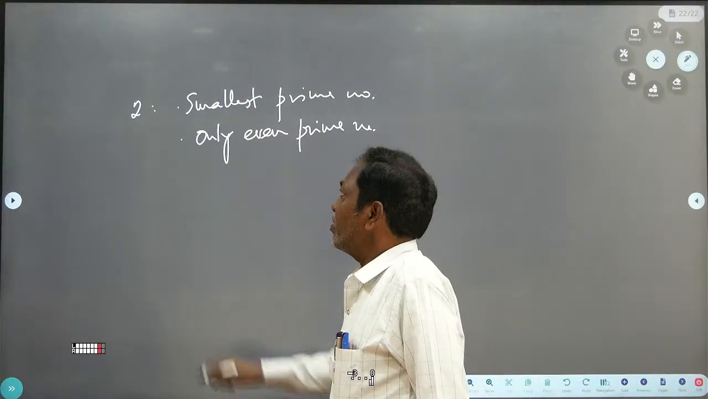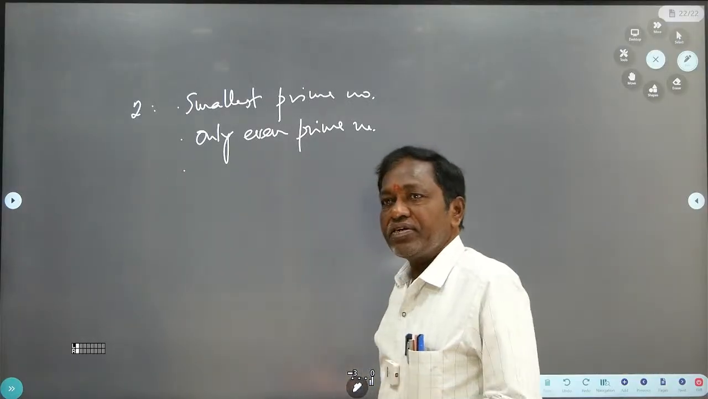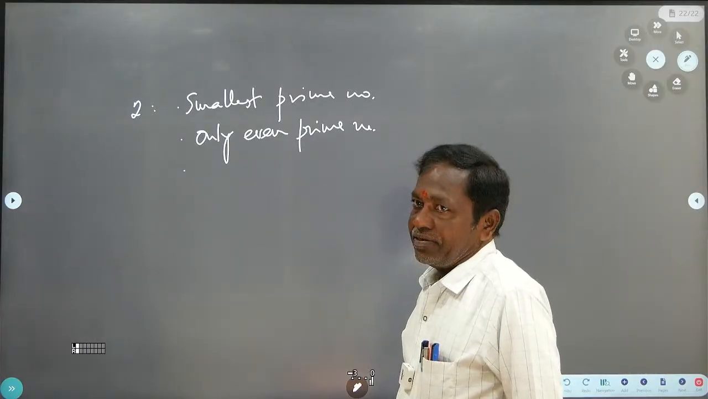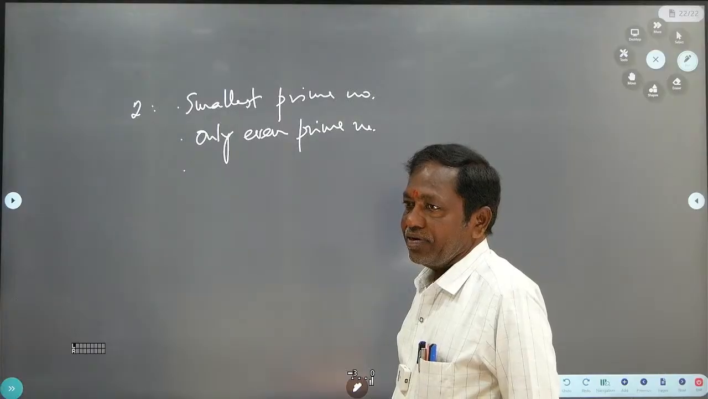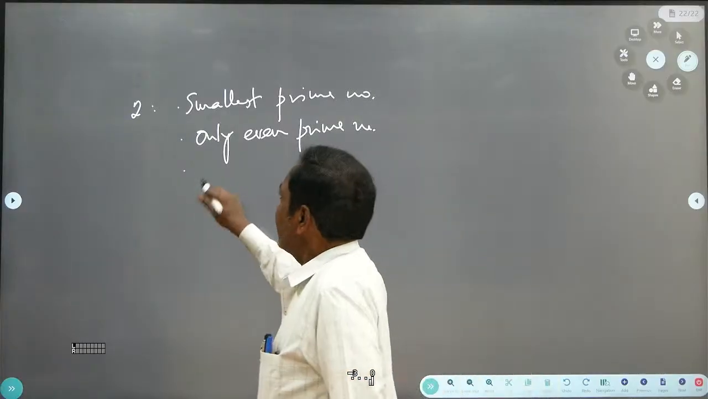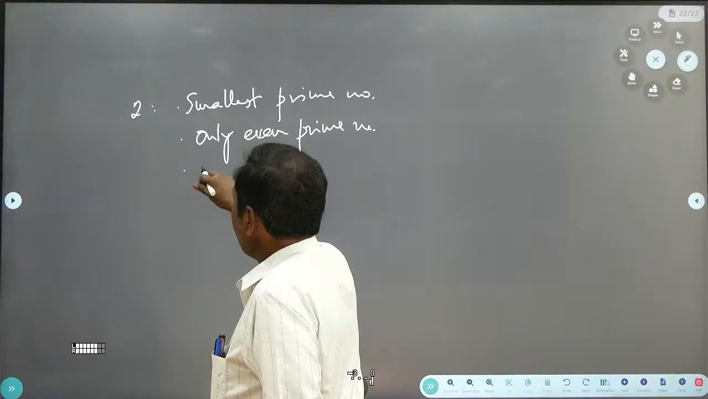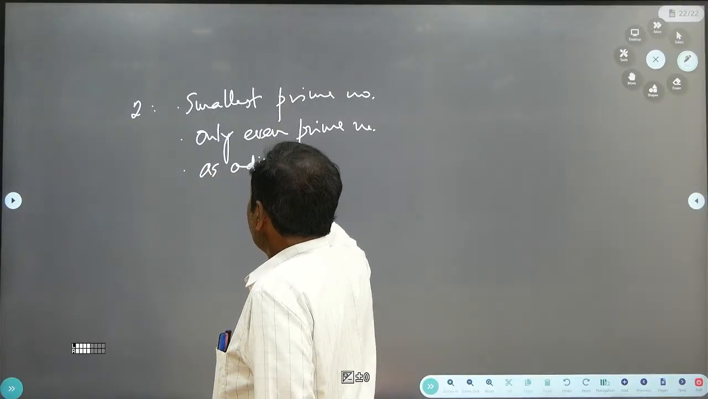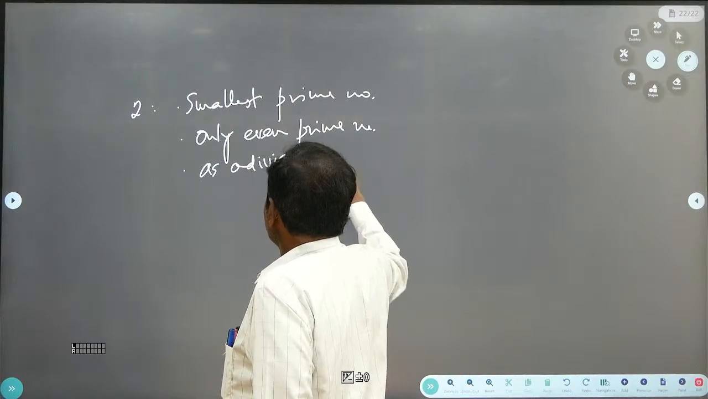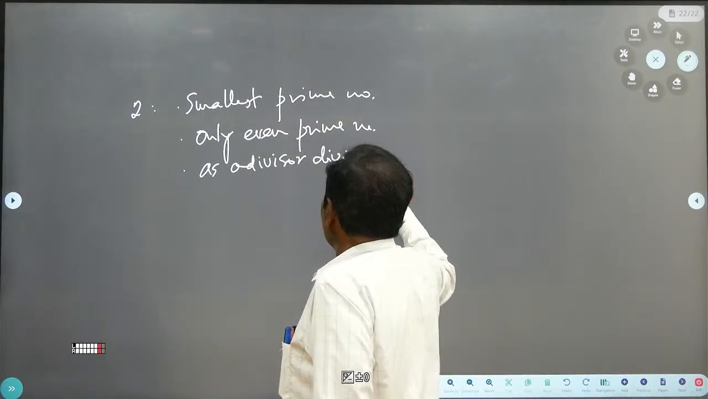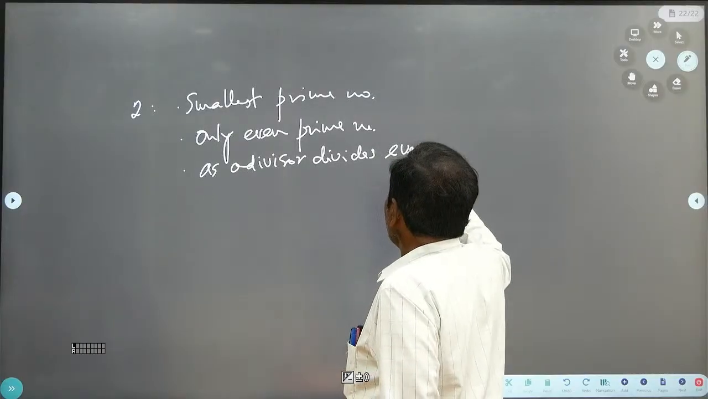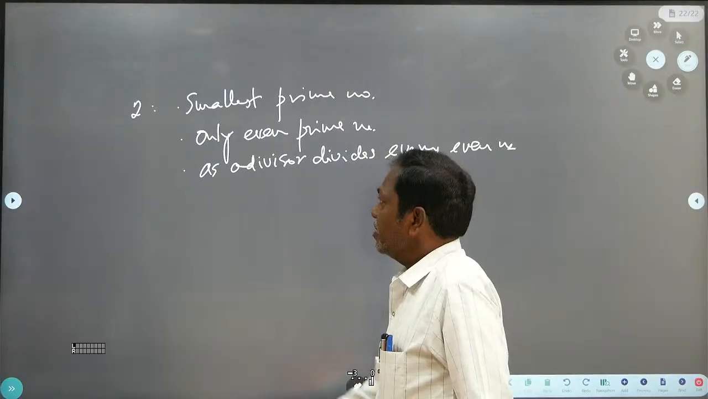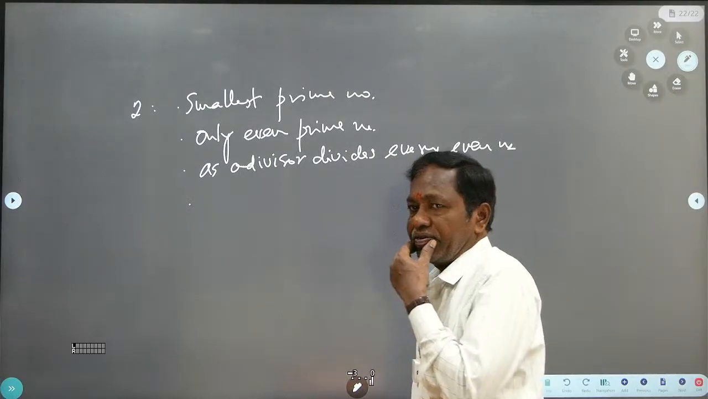Next, what other properties can be written? That's called uniqueness of numbers. 2 divides every even number, as a divisor. Yes, wonderful. Any other thing like that?